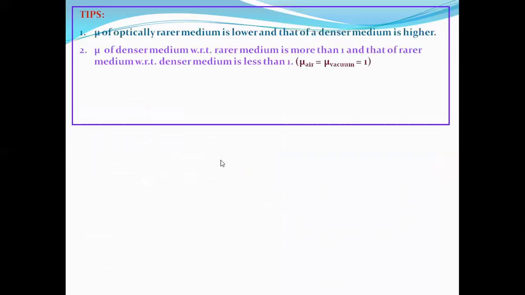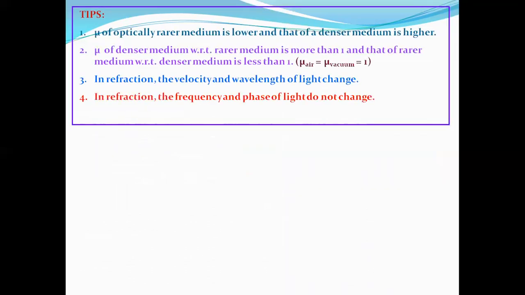And here I discuss the refractive index. The tip is that the refractive index of an optically rare medium is lower, and that of a denser medium is higher. Mu of a denser medium is more than that of a rare medium, and that's why the rare medium's is less.